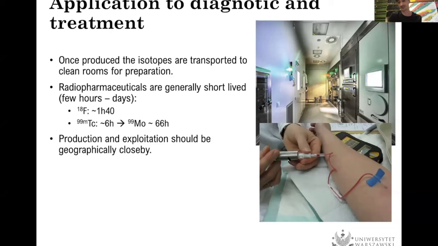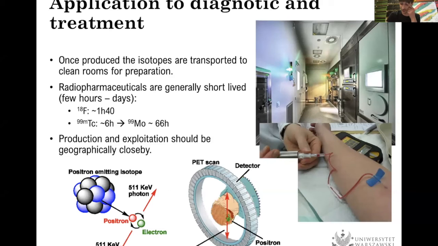So using, of course, dedicated material for which the worker that is injecting will be protected. So you see here that the syringe is shielded against radiation. And then you put your patient inside the detector.